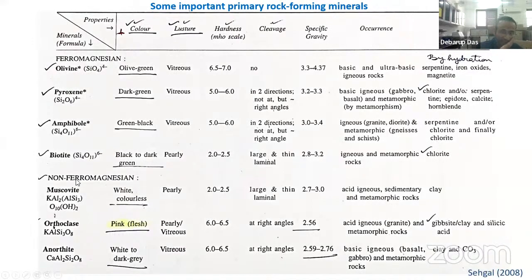The ferromagnesians are heavy. Among the non-ferromagnesians, mostly they are light minerals. Ferromagnesian means they contain both iron and magnesium, also known as mafic: magnesium, ma, ferric, fic. Mafic. Chances of asking the alteration products are also very less. So the most important part in this table is which are the light minerals and which are the heavy minerals, and what are the colors. And maybe the repeating units, these things they will ask.